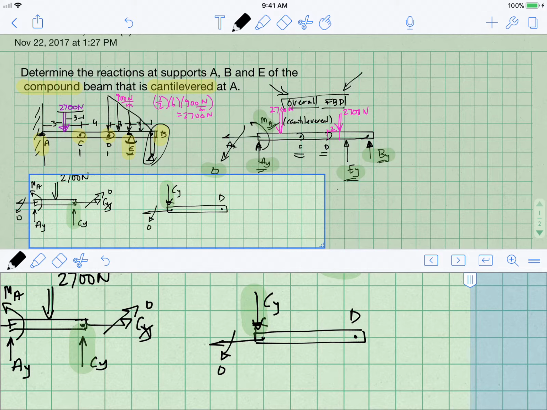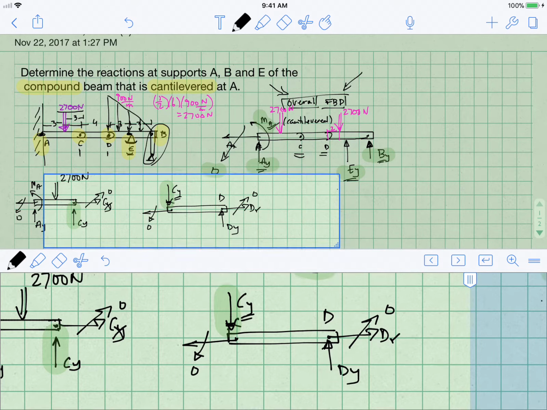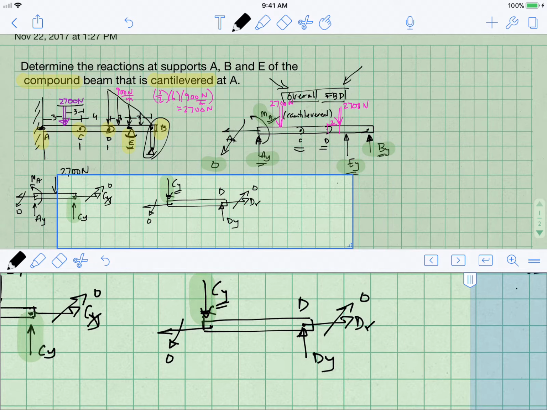Over at D, we can make a pretty good guess that DY is going to be pointing up, because something's going to have to counteract that. There could be a DX, but since CX was already 0, we know that DX is going to be 0 too. All right, this is where I would like you to pause a moment and see if you can conclude anything about CY or DY.